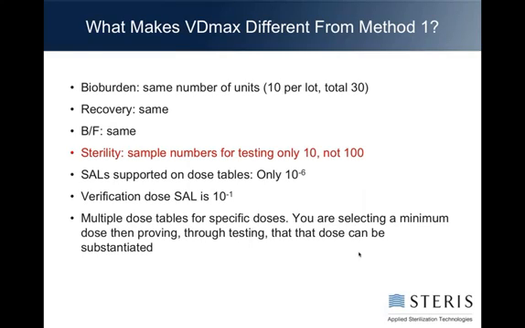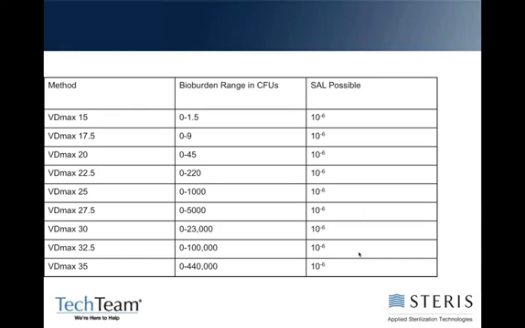There are multiple dose tables that are titled VD max. You have to make sure you select your minimum dose when you're selecting your doses for your verification dose. If you're doing a VD max method, you have to make sure you're looking at the right dose table to match the method you're trying to do. Because for the same bioburden looking on different tables, you will get a different verification dose.